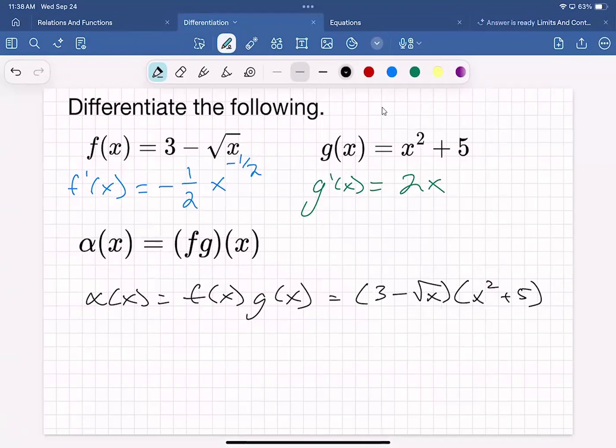So if you wanted to find the derivative of alpha of x here, what does the product rule tell us to do? All right, good. So we're going to take that first function, 3 minus the square root of x. You said times the derivative of the next one, right? So we're all good there. Where am I getting that from? What comes next? Plus sign, very good.